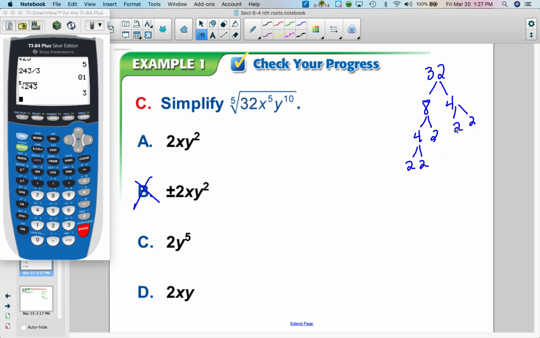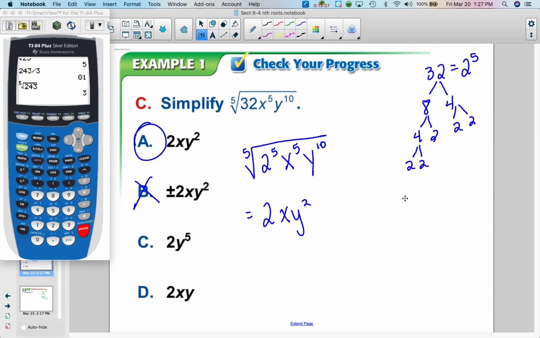So notice I have 5 2's, so this is 2 to the 5th power. So let's rewrite it that way. So we get the 5th root, 2 to the 5th power, x to the 5th power, y to the 10th power. So 5 goes into 5 1 time with nothing left over, so there's a 2. We're going to have an x, and we're going to have a y squared. 2xy squared, so our answer is A. So hopefully you did okay with those.